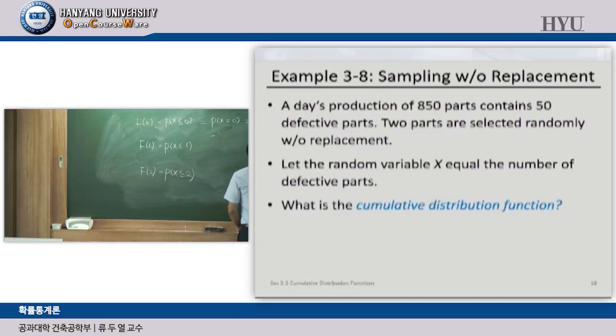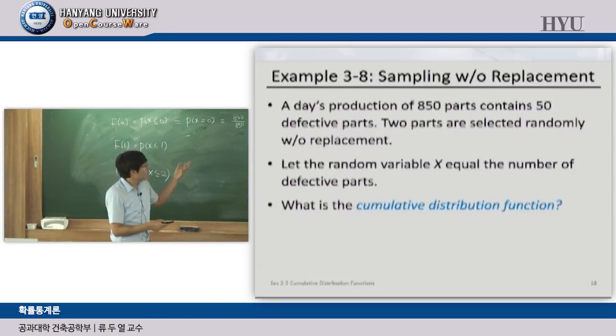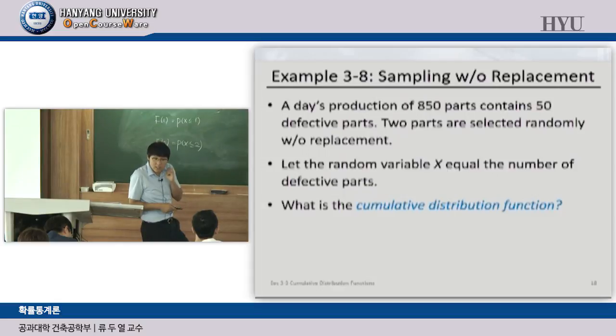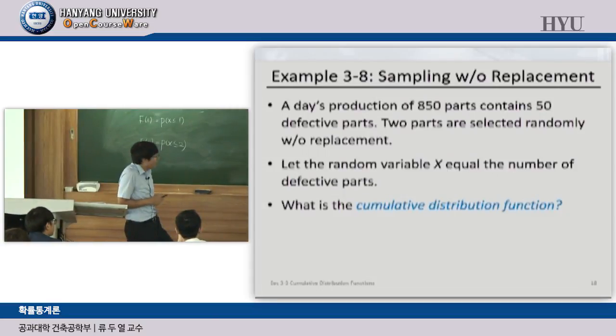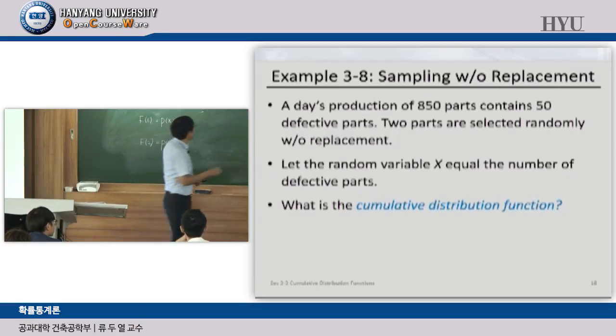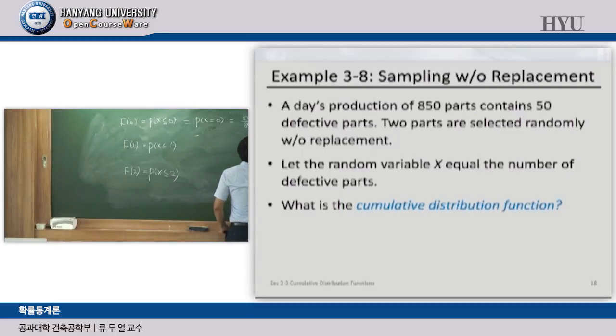So the second one can be 799 divided by 849. Okay? Because this is without replacement. We already select the first part, non-defective part. So there are 799 non-defective part left among 849 part. Okay? That is 0.886. Okay?